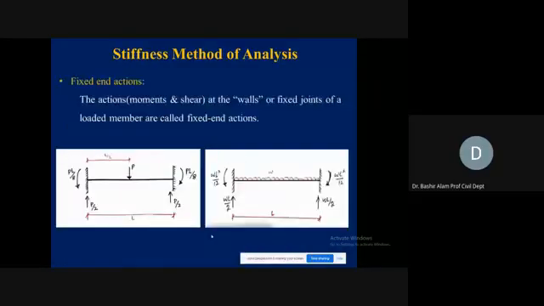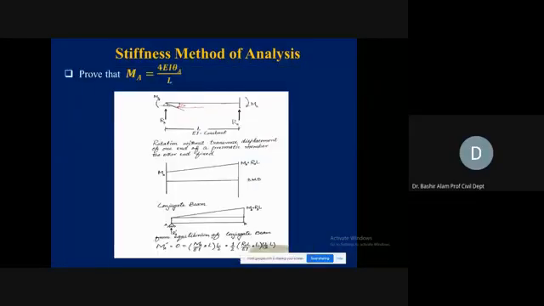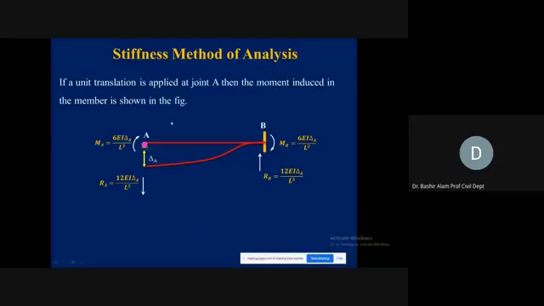Now, one thing you need to prove, this we did. Here you need to prove that if we give a settlement of delta at one end, what will be the actions generated? Like the way we did in case of the rotation, you should be able to do it for the translation.